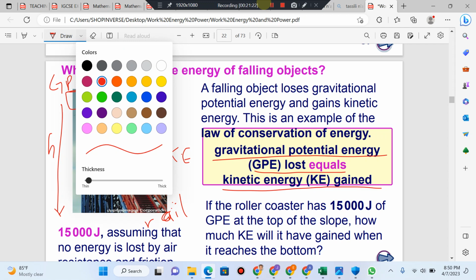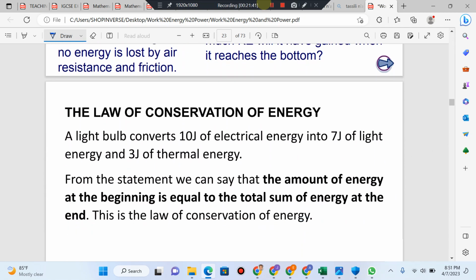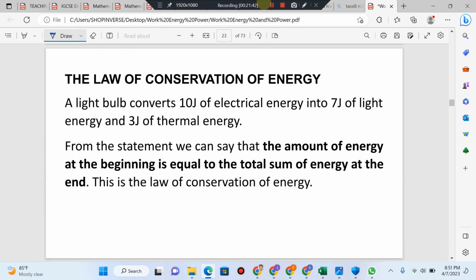So the gravitational potential energy lost by the roller coaster in falling downwards, in sliding downwards, all of it will be converted to kinetic energy at the bottom of the rail, at the lowest point. Hence the roller coaster continues to move forward, and that is what the law of conservation of energy teaches us.